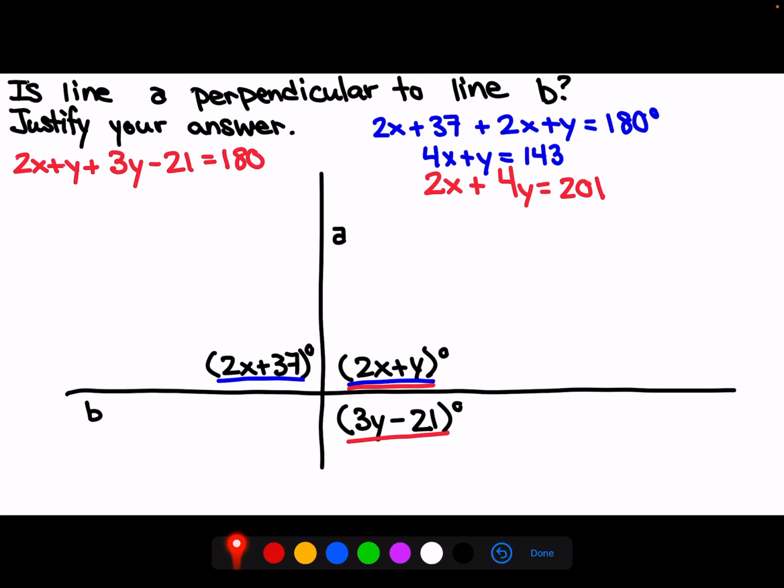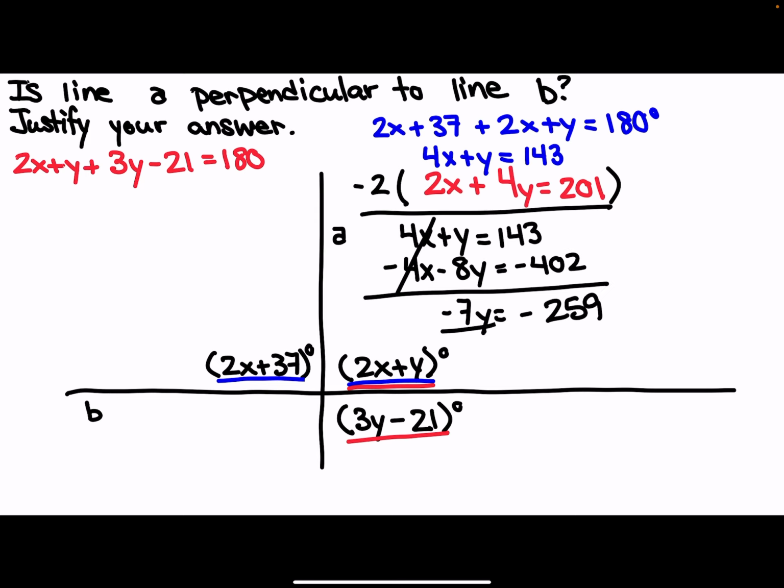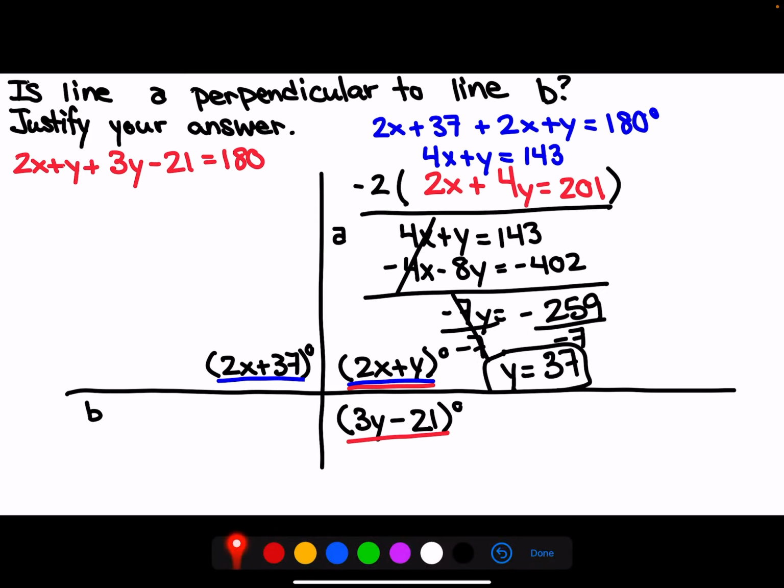So I'm going to go ahead and multiply my bottom equation by -2, and that will make it so I have opposite coefficients. So I now have 4x plus y equals 143. That's this top equation here. So just move down. And then my bottom equation has turned into -4x minus 8y equals -402. Now that my x values are opposite with their coefficients, I'm just going to combine the equations straight down.